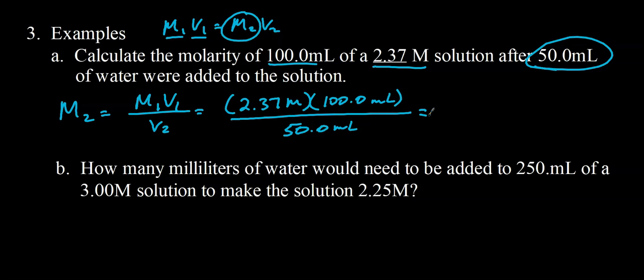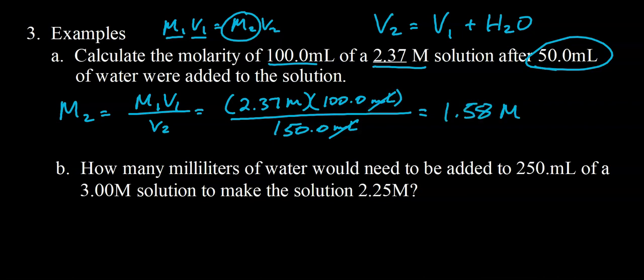50 milliliters is how much water you added to the original solution. So V2 is not 50. By the way, what exactly is V2? V2 is V1 plus what? That's right. So the initial volume was 100 milliliters. To that, you added 50 for a total volume of 150 milliliters. Go ahead and pause the video, punch that up. With something that makes sense, a solution that has a lower concentration, 1.58 molar.